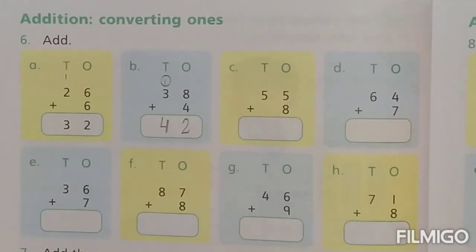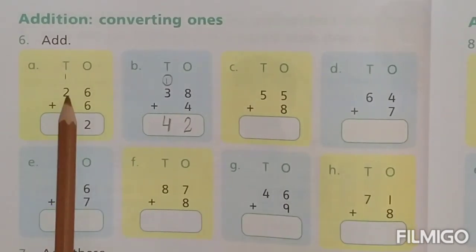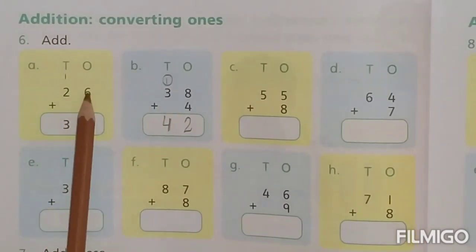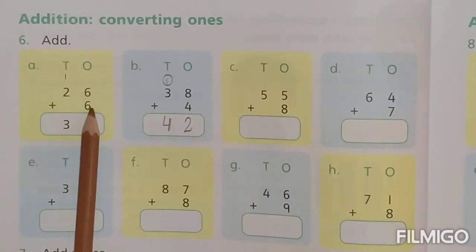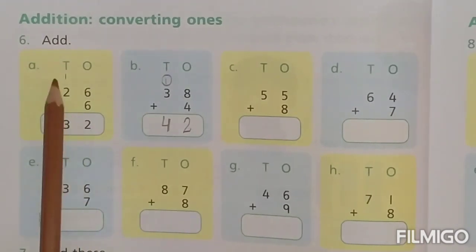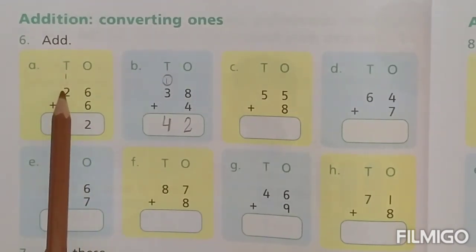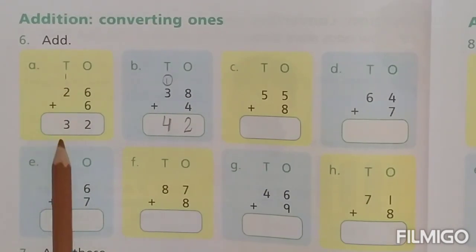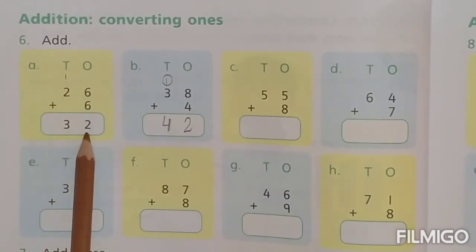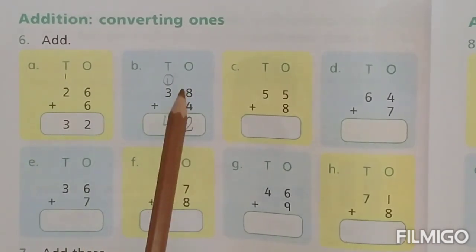Page number 30. Addition, converting ones. Here we have 2 tens, 6 ones and 6 ones. 6 and 6 makes 12. But we cannot write 12 in ones column, so write 2 in ones column and 1 is carry. 2 and 1 makes 3. 3 tens, 2 ones is the answer.